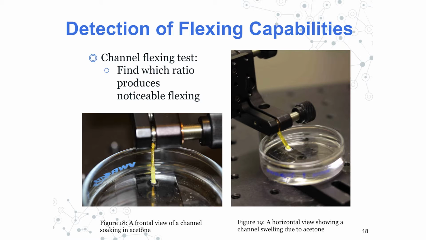We did this by anchoring one part of the channel to a small mechanism, which you can see pictured here in these two figures, and then we dipped the other end of it into acetone. Once in contact with acetone, it would flow up one side of the channel and thus induce swelling and flexing, and we would be able to visually observe which one of these solutions would have the greatest amount of flexing in their final prints.